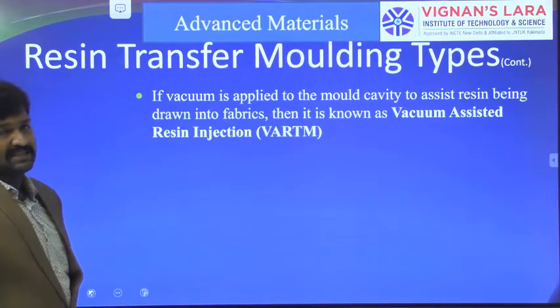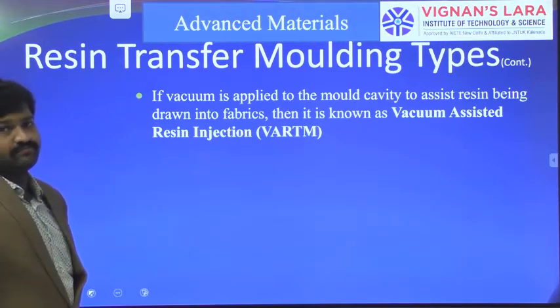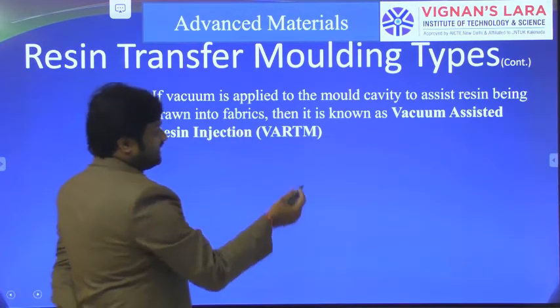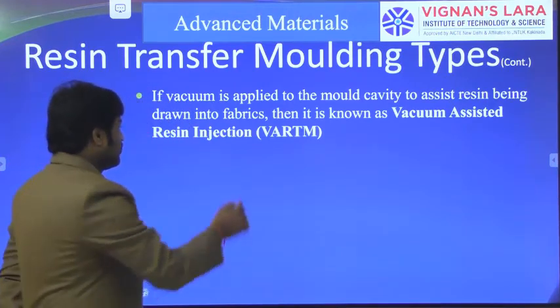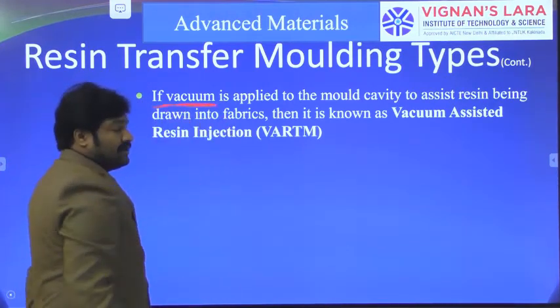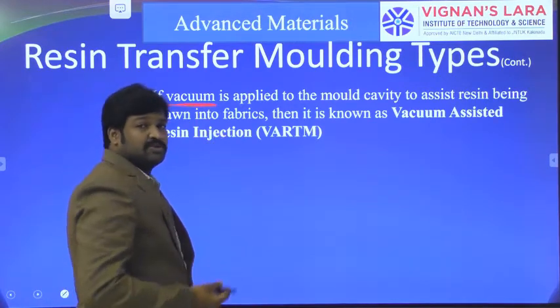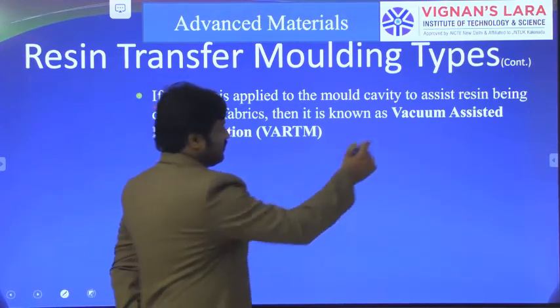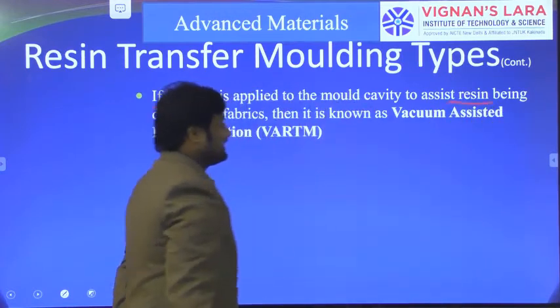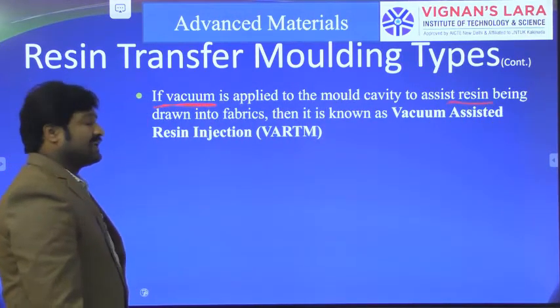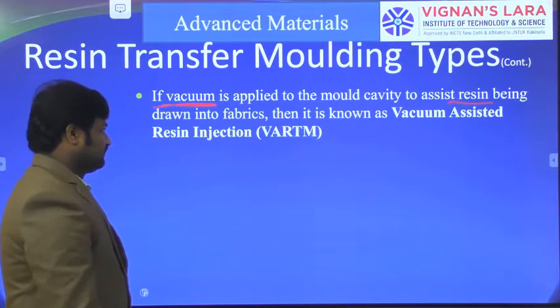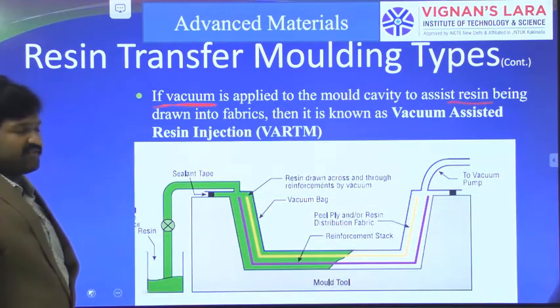Similarly, one more process. If vacuum is applied to the mold cavity to assist the resin, so earlier we pushed the resin material. Now vacuum is used to suck the resin, and that is called vacuum assisted resin injection process. So this is the schematic of this process.